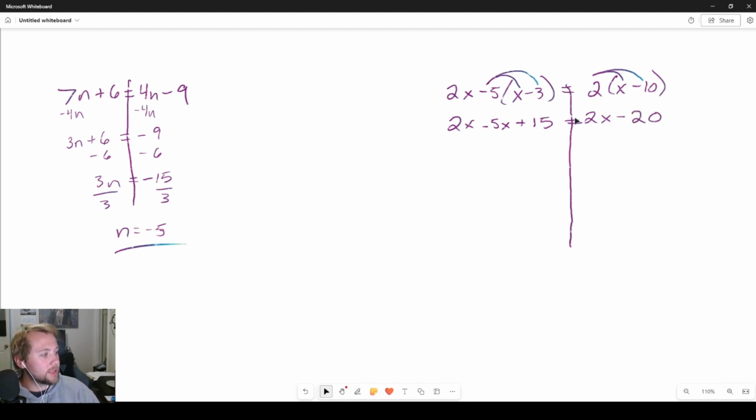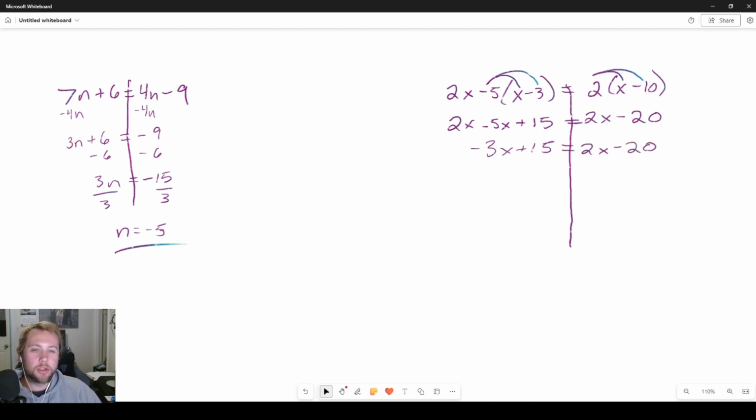So I look on the right side and there's nothing to combine. I can't combine those. One has a variable, one does not. But looking over here on the left side, we do have 2 terms that we can combine. We can actually do 2x minus 5x, and we get a negative 3x plus a 15 is equal to a 2x minus 20.